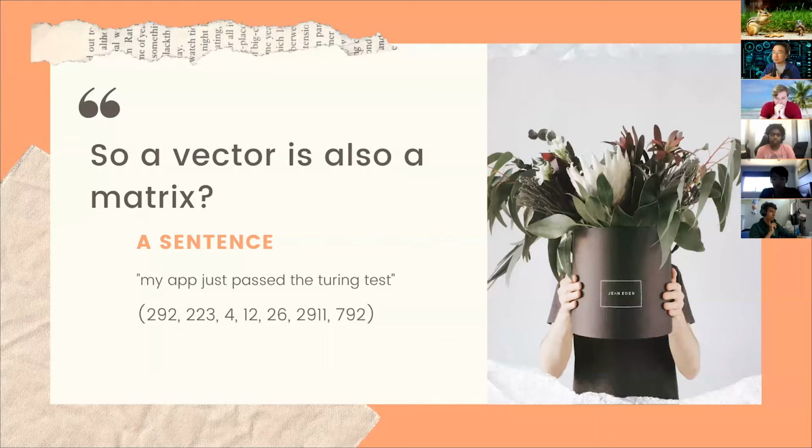Okay, pretty simple. Do you think a vector is also a matrix? A vector is a matrix. It's actually a special kind of matrix where one of the dimensions is just one. If you map this simple vector into just rows, that's an n by 1 matrix. So a vector is also a matrix, just a special case.